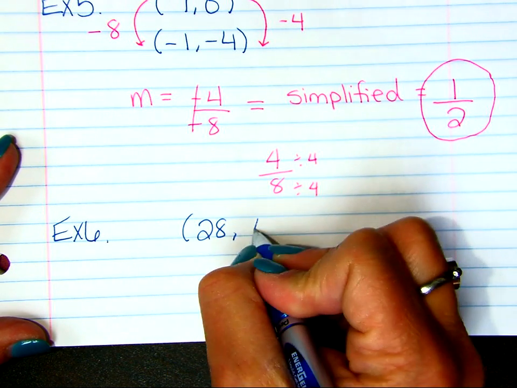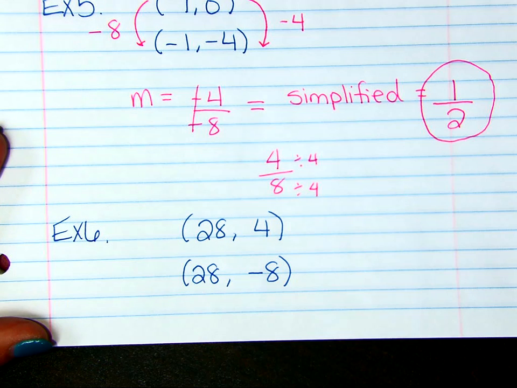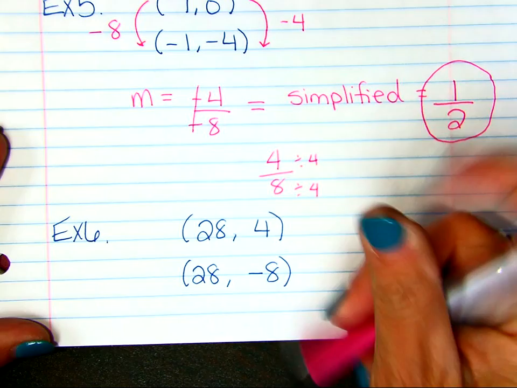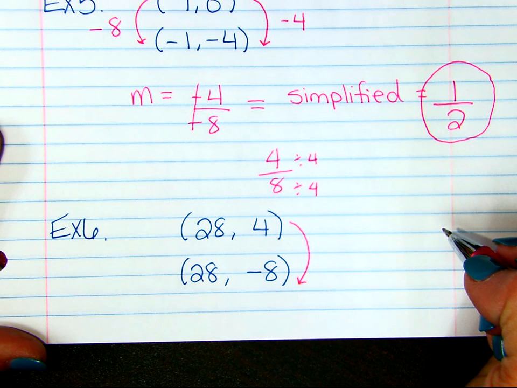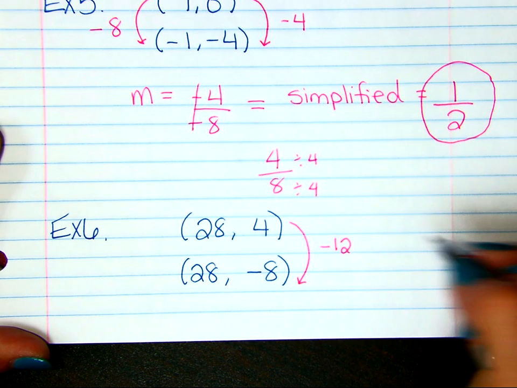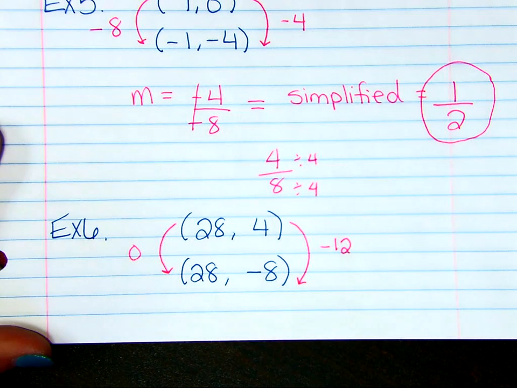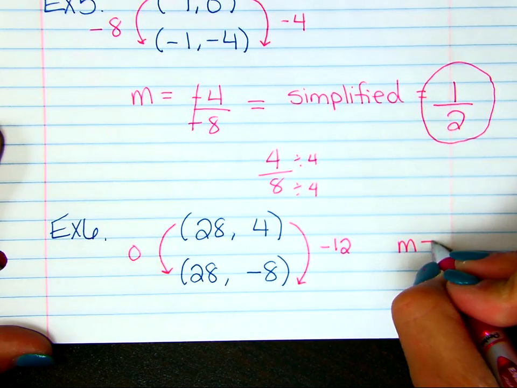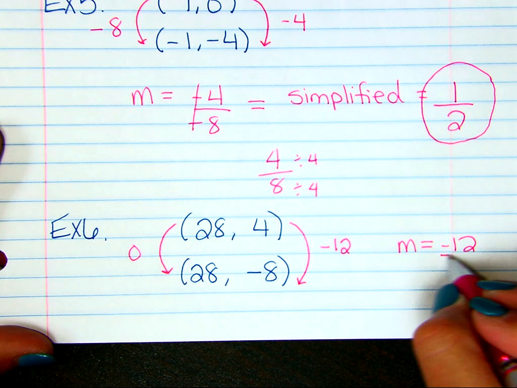All right, one more, and then I really will be done. But I just want to show you this special case. One more example. Example 6. What if you have 28, 4 and 28, -8? What do you do from 4 to -8? That would be subtracting 12.